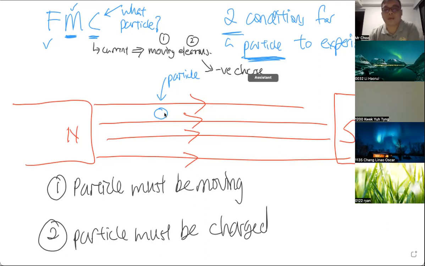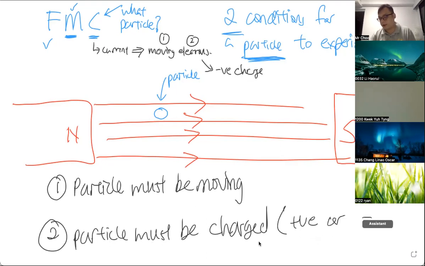Regardless of whether it is a positive or negative charge, this particle will experience a force. Is that clear? So this itself has to be charged. The particle has to be charged. It can be either positive or negative charge. So it must be charged so that when placed in the magnetic field, this particle will experience a force.